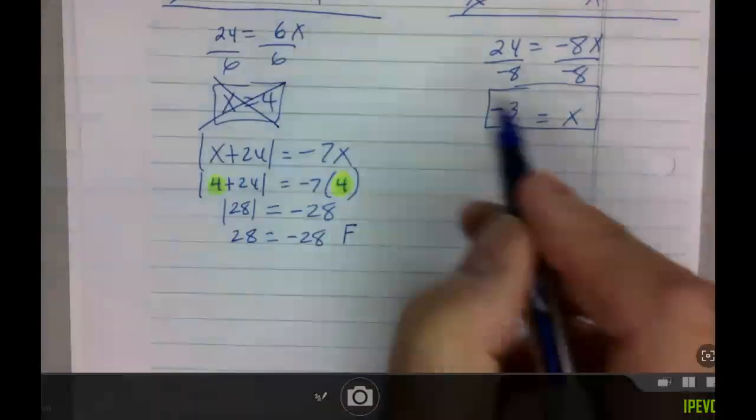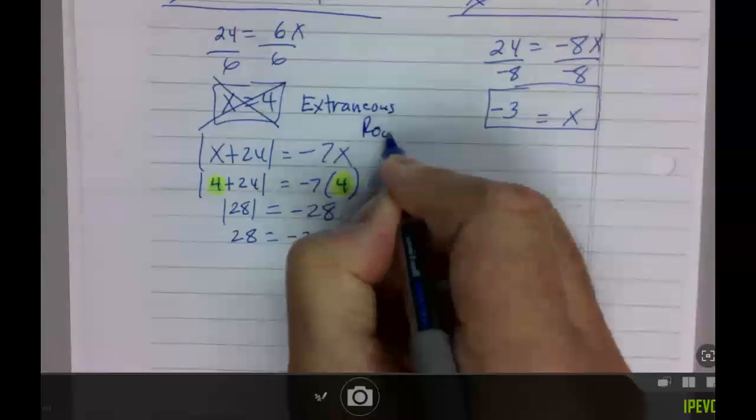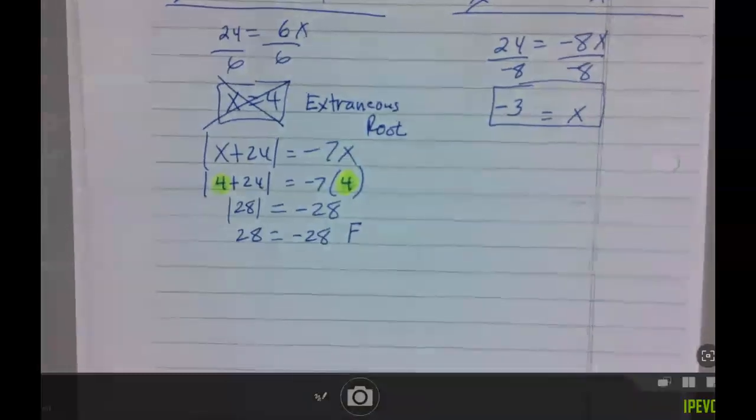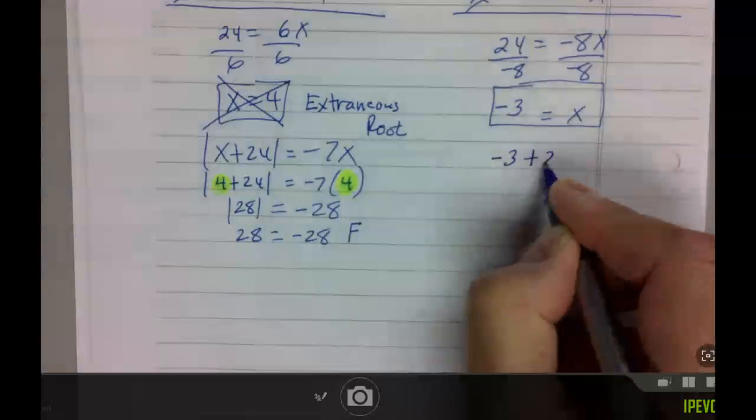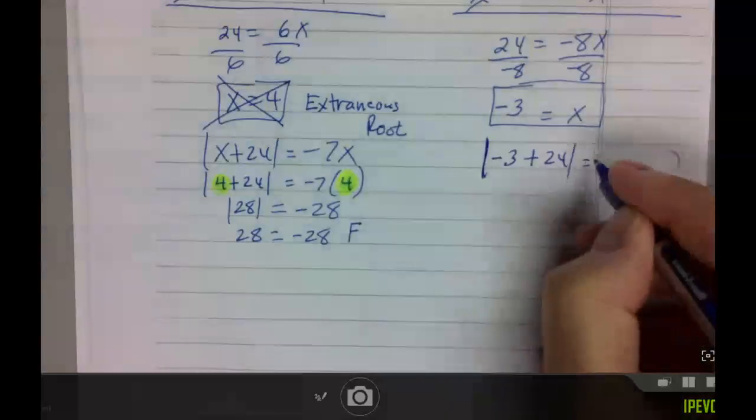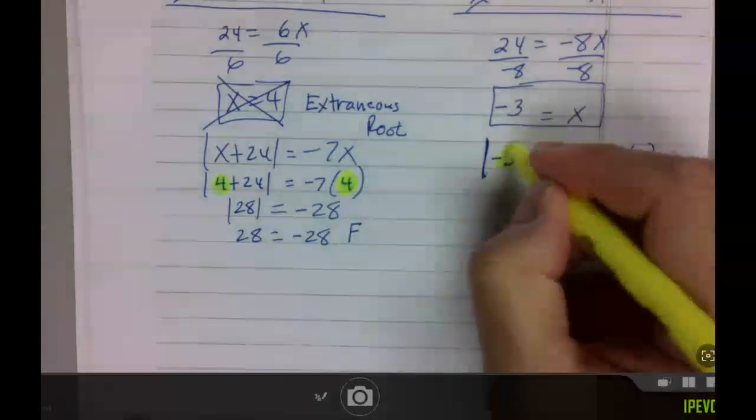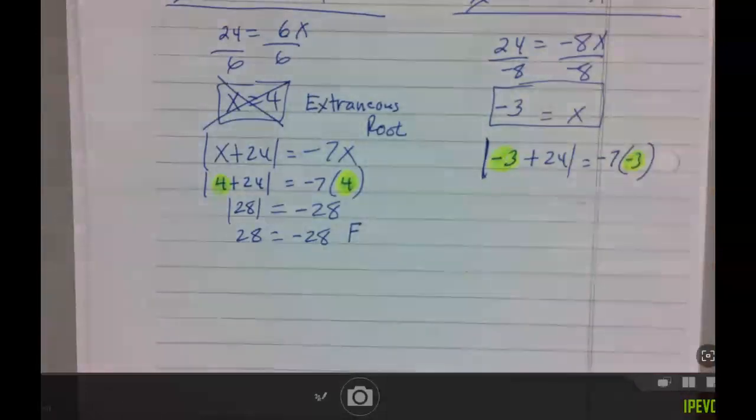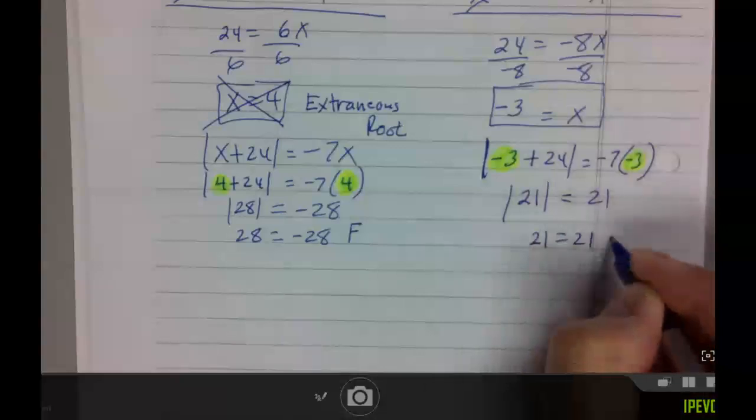And what do we call that root? Extraneous. An extraneous root. Not a solution. Now let's do this one here. Negative 3. So that gives me negative 3 plus 24, absolute value of that quantity equals negative 7 times negative 3, correct? Right here is where we plugged in. Agreed? Everybody see where I'm at? This absolute value of 21 equals 21. So that one checks, doesn't it?